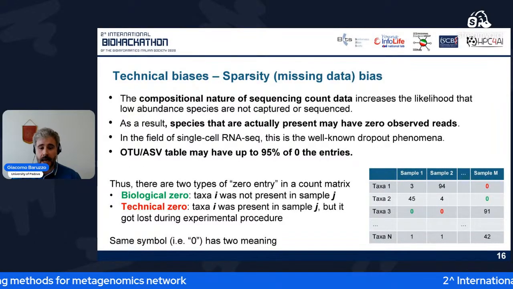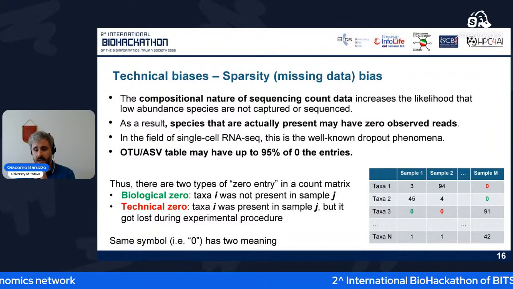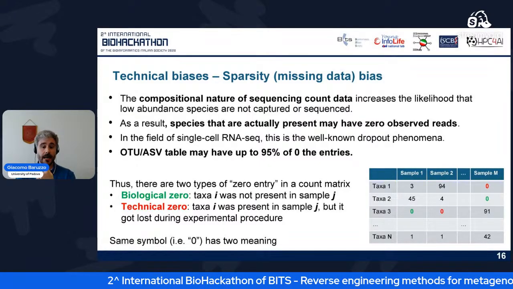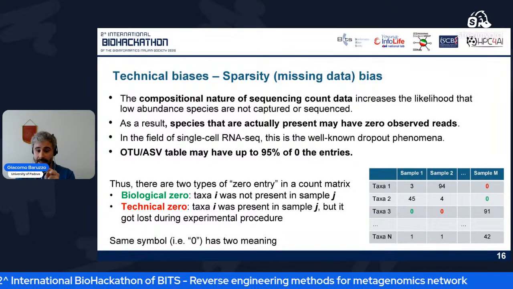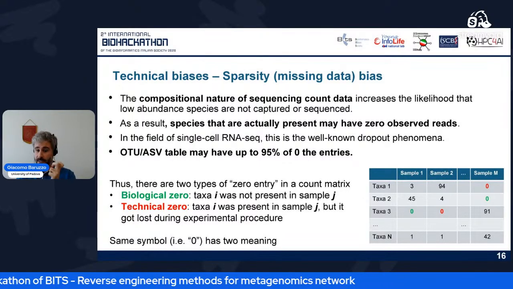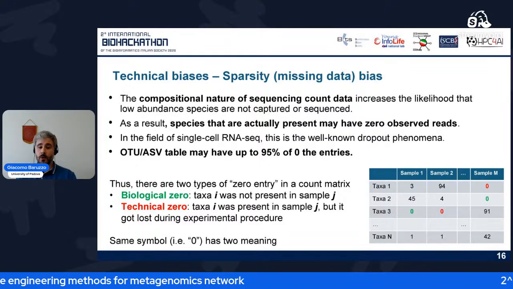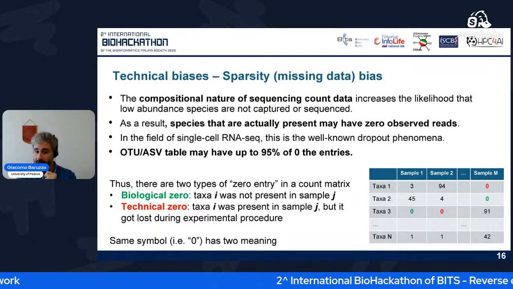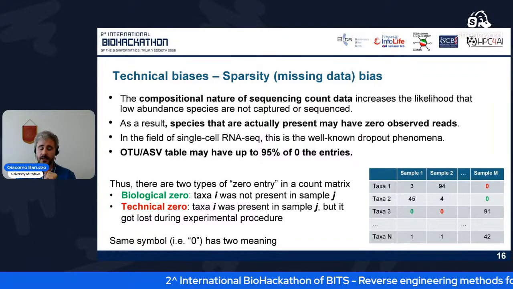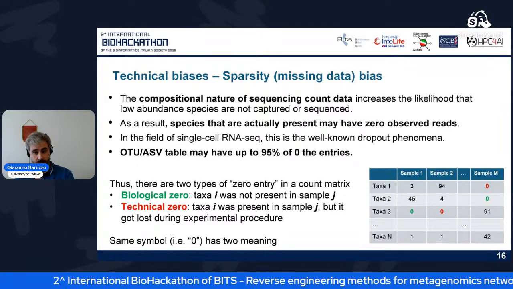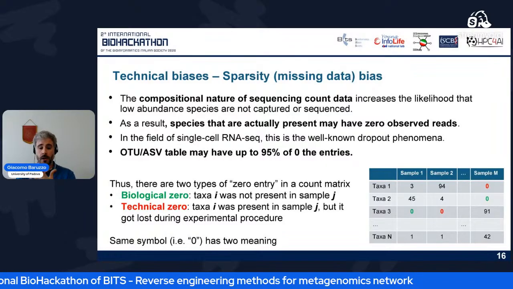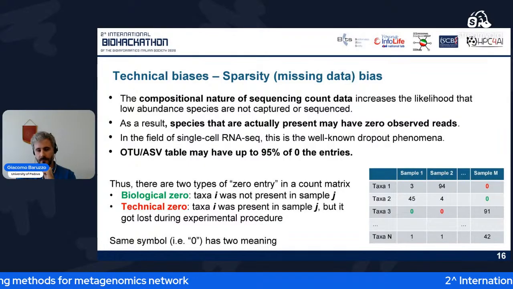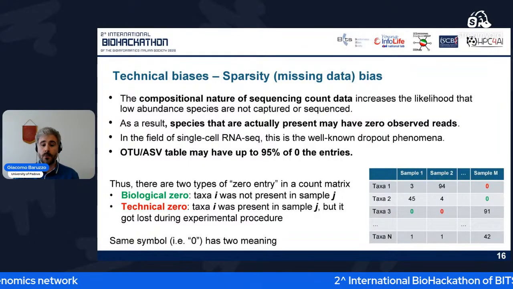Indeed, if you open an OTU table or a count or a SPIEC table, you see that there is a lot of zero entry. Some zero are biological, meaning that that species is not present in that sample, in that environment. Other zero are called technical zero, meaning that you see a zero in the count table, but biology tells you the environment, on the other hand, had that species present. Again, this is due to the compositional nature of sequencing data and the fact that with a limited and low sampling depth, sequencing depth, you miss low abundance stuff.